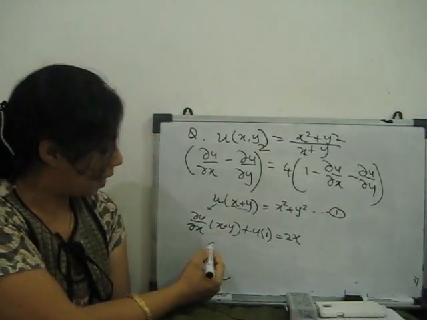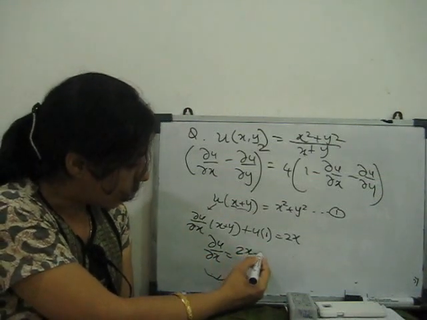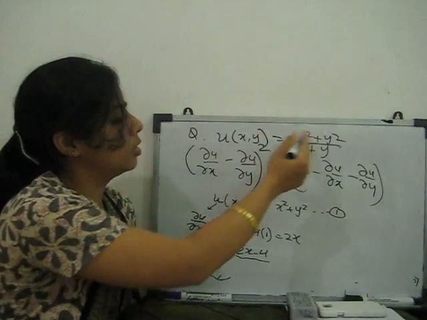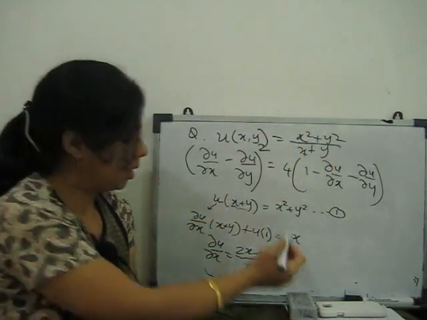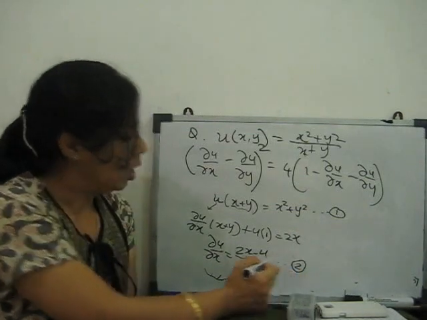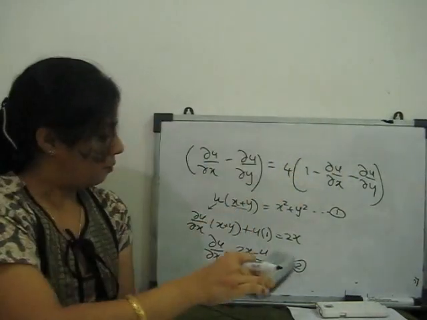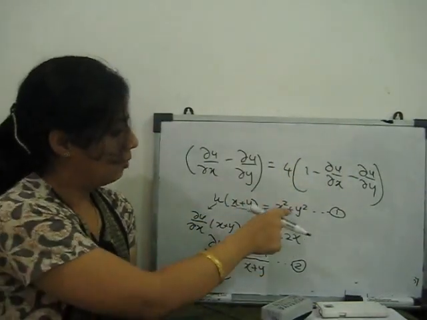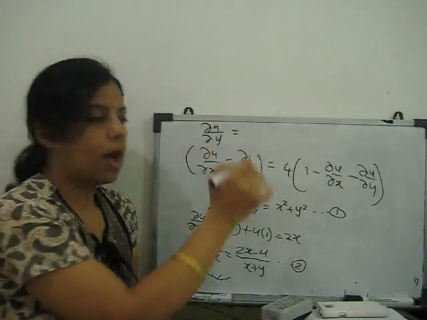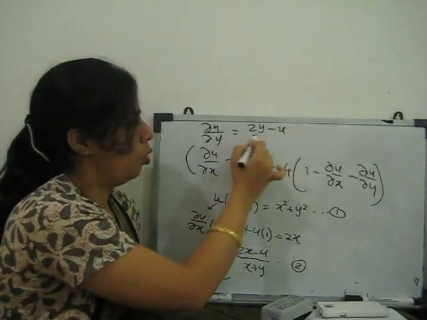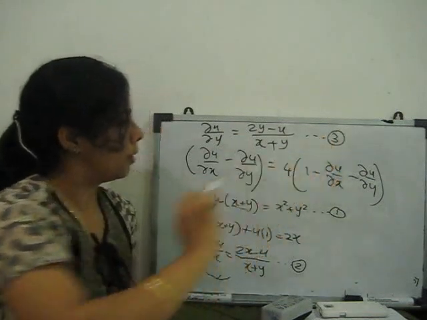Now simplify for the value of del u by del x. So del u by del x is equal to (2x minus u) upon (x plus y), where u means our function. Clear? This is our equation number 2. Similarly, differentiate equation 1 with respect to y. When we differentiate with respect to y, del u by del y comes (2y minus u) upon (x plus y). This is our equation number 3.